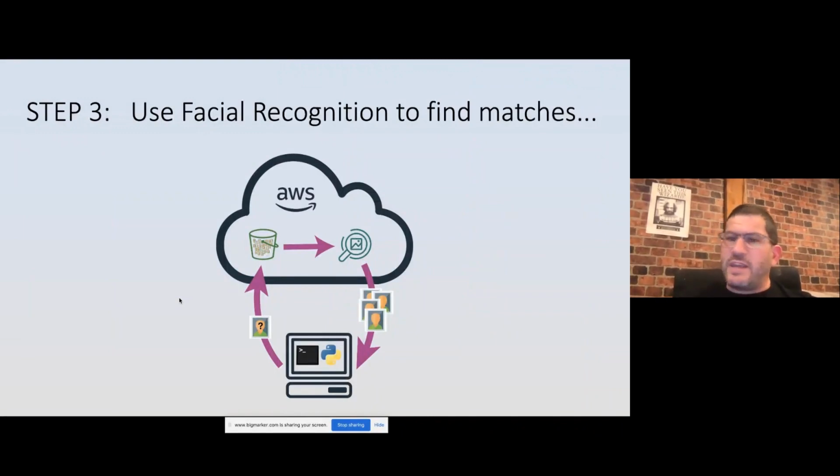So here's where the technology comes in. I'll get to this a little bit later, but basically in this day and age, facial recognition is what we call software as a service. You don't actually have to program it anymore.